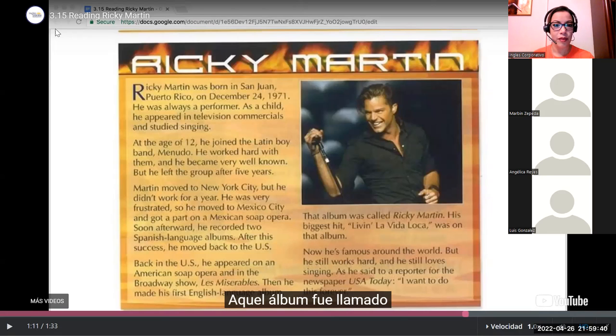He recorded two Spanish language albums. Went back in the U.S. Teacher, soon afterward. Soon afterward means luego después. Okay.